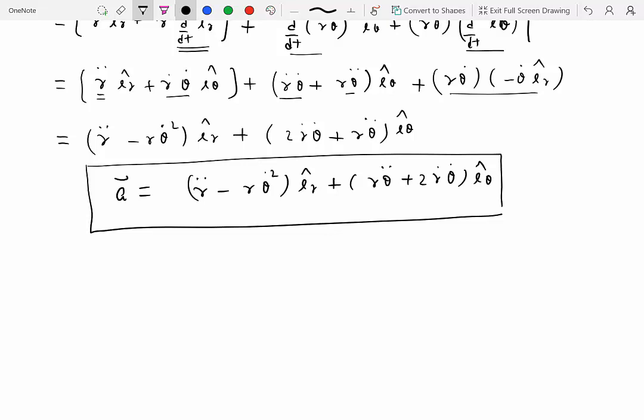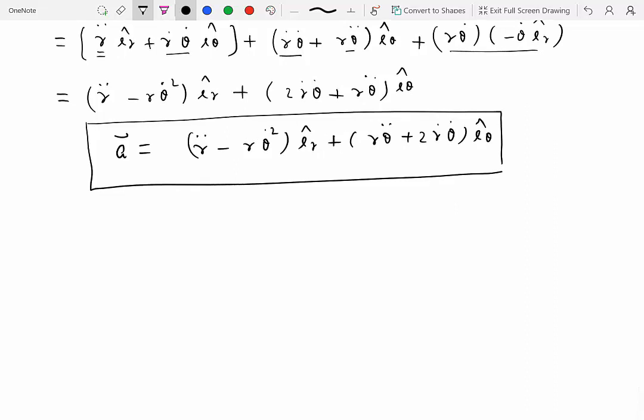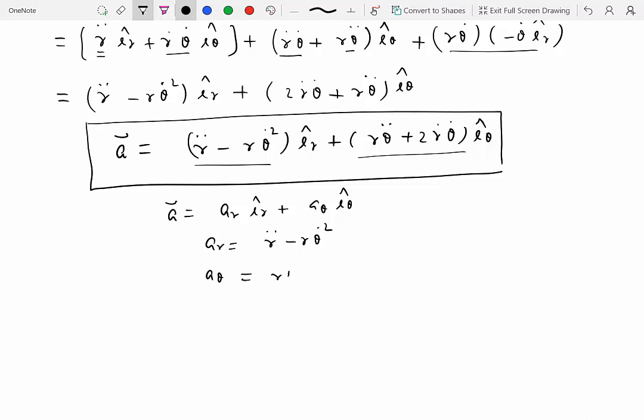Okay, so this looks like a big term, right? So let's try to understand it. That's very important too. Again, we have two components of the acceleration, one that's pointing along the radial direction, the other that points along the theta direction, right? So we can write this as acceleration along radial direction er hat plus a sub theta e theta hat, where a r is equal to r double dot minus r theta dot square, and a sub theta is equal to r theta double dot plus 2r dot theta dot, right?